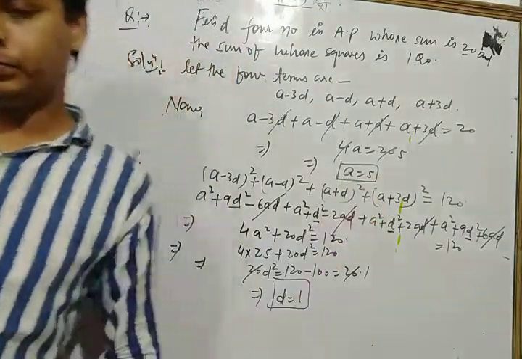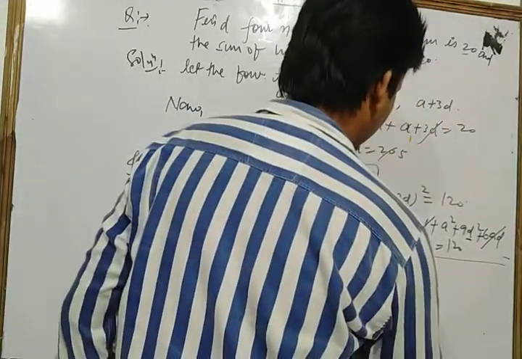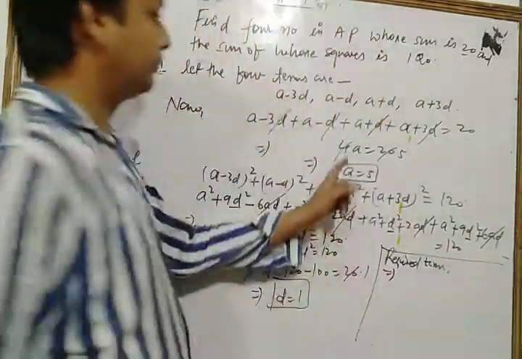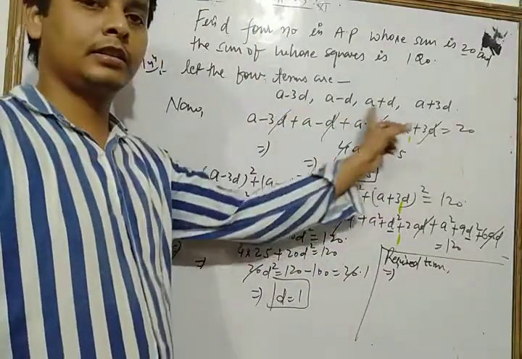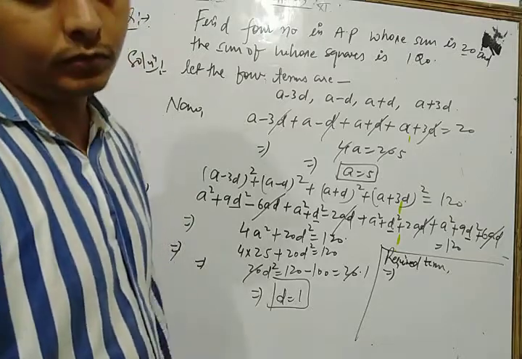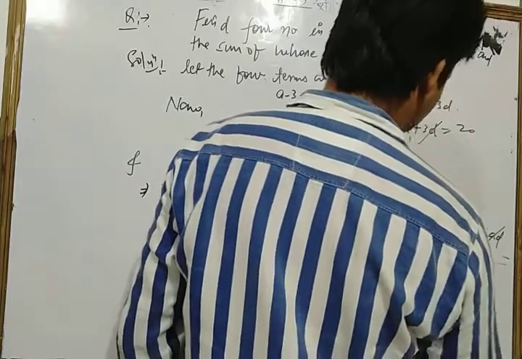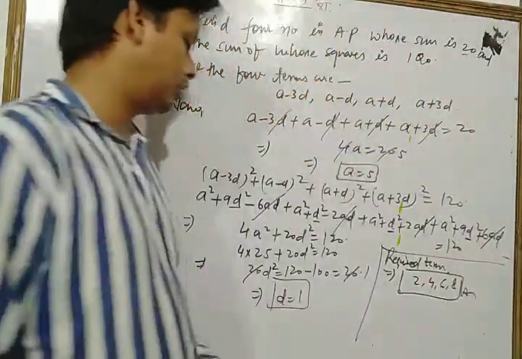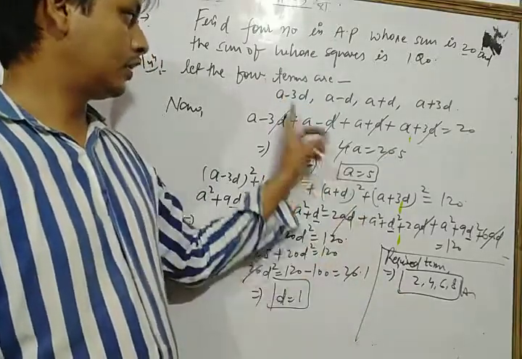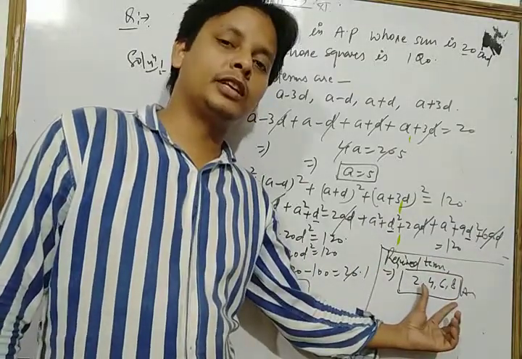Now the required terms: we put the values of a and d in that equation. So the required numbers are 2, 4, 6, 8. This is our required answer. We put the values of a and d, so a minus 3d gives us 2, and then 4, 6, 8. So these are the required 4 terms which are in AP.